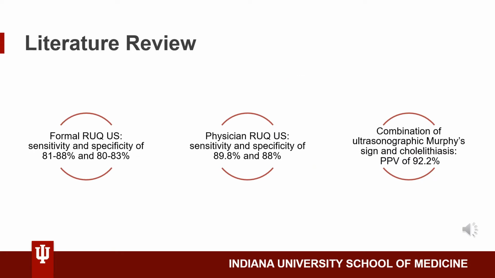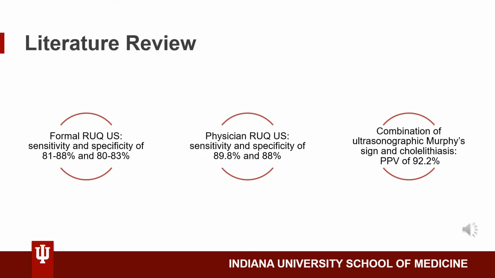So right upper quadrant ultrasound itself is one of the first line modes of diagnosis for cholecystitis. After a brief literature review, I found that a formal right upper quadrant ultrasound has a reported sensitivity and specificity of 81 to 88% and 80 to 83% respectively. And then one systematic review found that a physician done right upper quadrant ultrasound, so not a formal one, but a bedside one done by a non-radiologist physician, had a sensitivity and specificity of 89.8% and 88%. So in other words, a physician done bedside ultrasound is pretty equivalent to a formal ultrasound, and both are pretty useful for diagnosing cholecystitis.